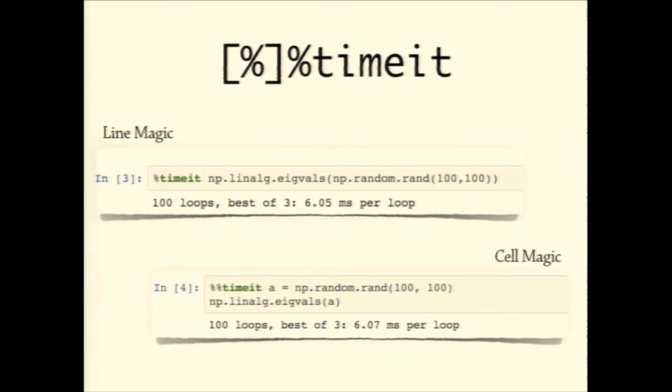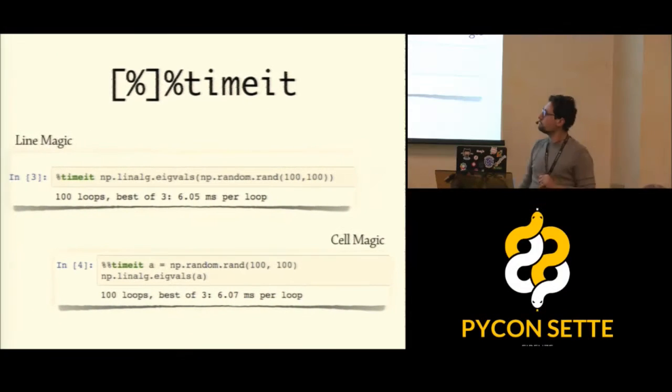Please, let me clarify this. I've used this syntax, a sort of regular expression, just to tell you that this magic could be used with one single percent, which means line magic, or two percent markers, which means cell magic. In fact, here you may use timeit, and this magic applies only to this line. In this case, timeit applies to the entire content of the cell. Okay? Is the difference clear? Okay.